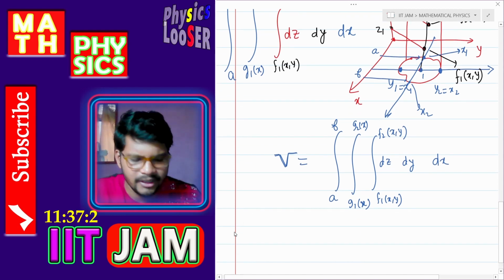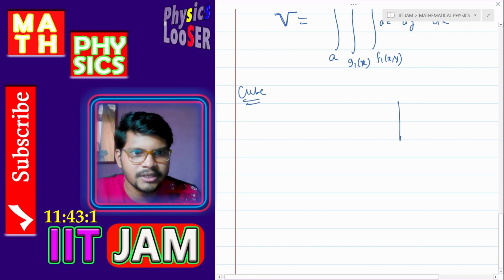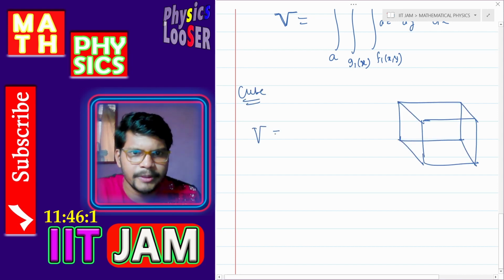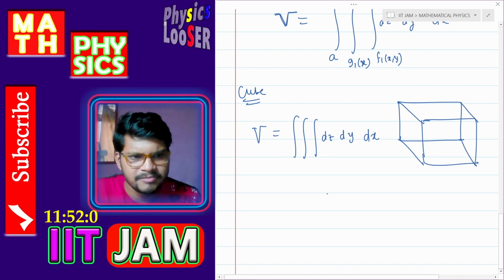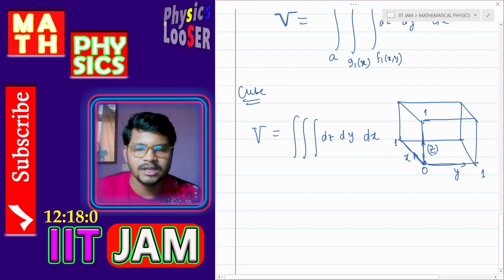So using this, we can find a very simple example. Let us say we have a cube. A cube is a three-dimensional object. The volume would be the integral of dz, dy, and dx. Now in this cube, what happens is that your x, y, and z are all perpendicular. So for example, this is your x, this is your y, and this one is z. Each of them is perpendicular, and we are considering that this is your 0 and it is going from 0 to 1, and 0 to 1. Since everything is perpendicular, it is just the Cartesian coordinate system itself.